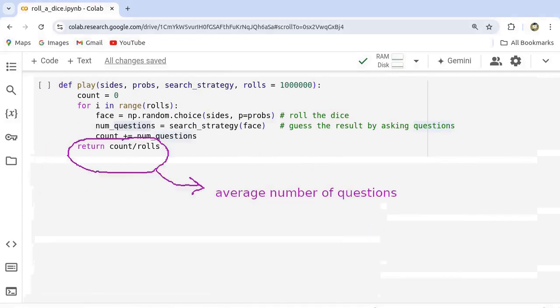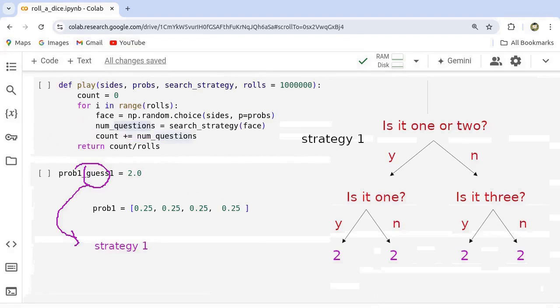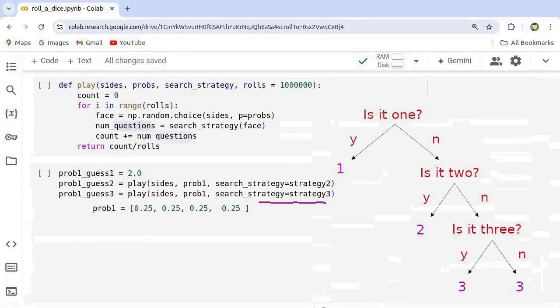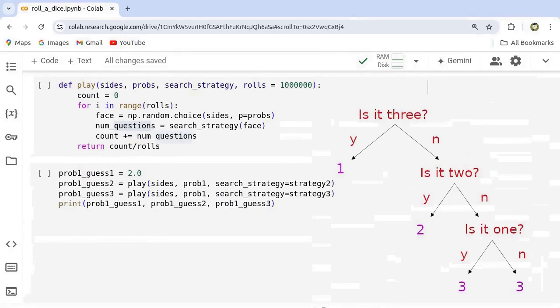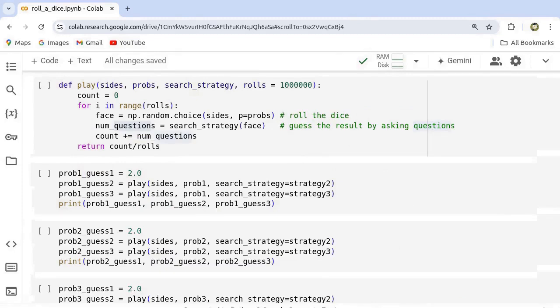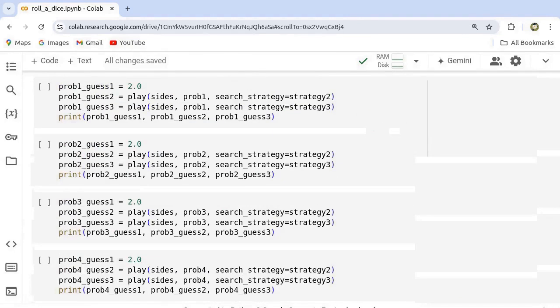After 1,000,000 iterations, the function computes and returns the average number of questions required. For strategy 1, the average number of questions is always 2 regardless of the probability distribution used. We then call the function for strategies 2 and 3, and display the results. Various probability distributions are tested. Running the code may yield slightly different results each time.